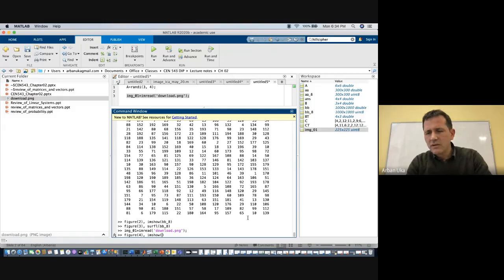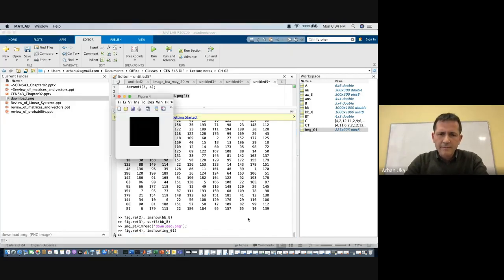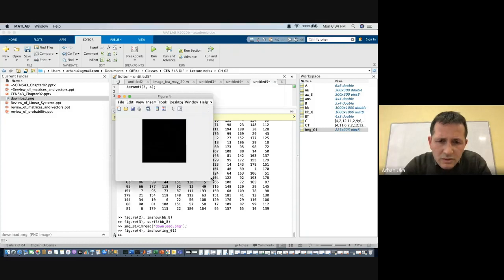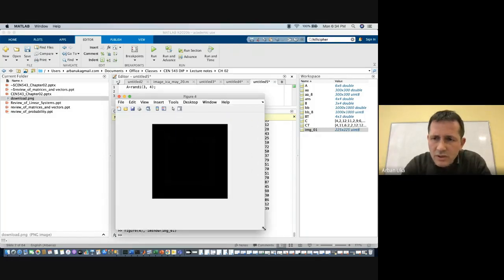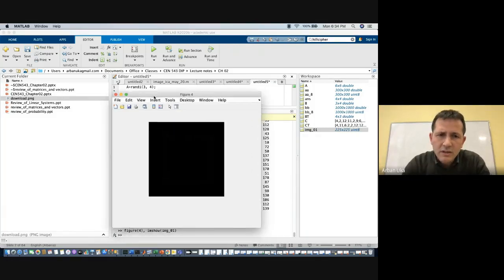We look at the type of the variable, unsigned integer 8, which means that this is an 8-bit image. An 8-bit image means 2 to the power 8 quantized intensity levels. This makes for 256 different levels. And here, let's show img01. So figure 4, this is what it is. Okay, it's not what we were expecting. Why can't we see anything?